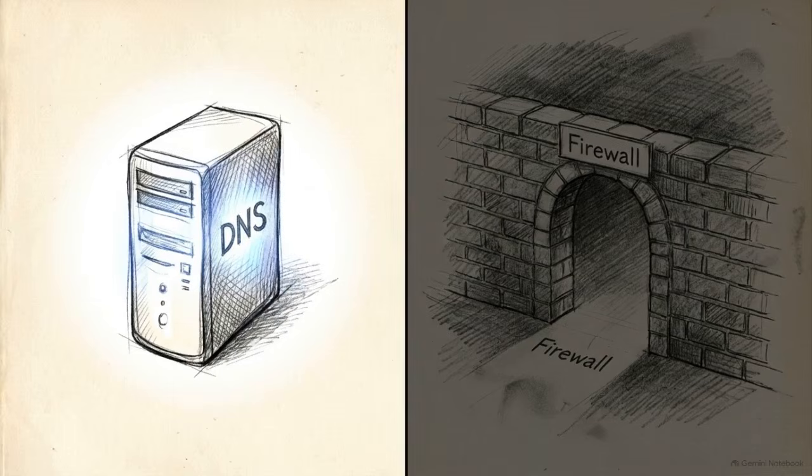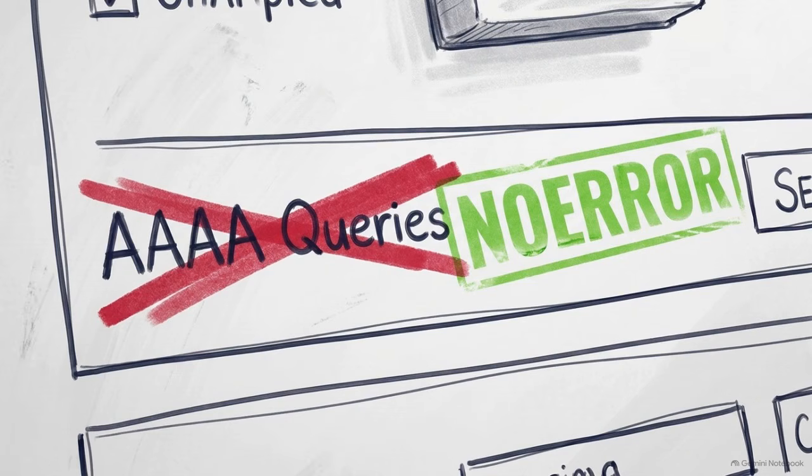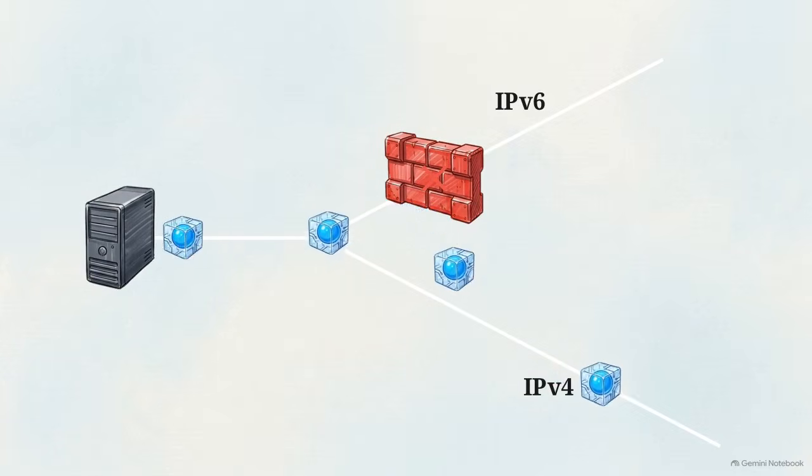We have 2 mitigation strategies for this, starting with the local DNS server. Configure your local DNS to either silently ignore AAAA queries or explicitly respond with a DNS no-error code. This forces the client to immediately utilize its IPv4 connection instead of waiting for a timeout.